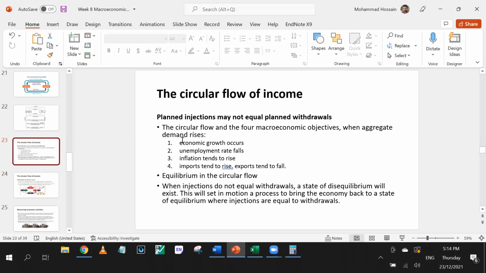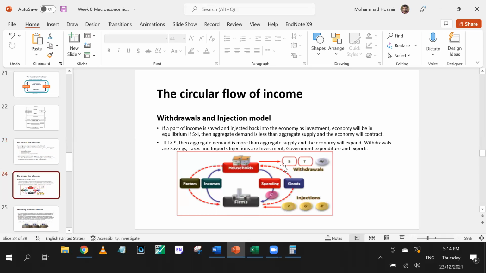All right. So that's what they're explaining in here. Here is the withdrawal and injection. Oh, they actually have it. So you see, S, T, M is, so withdrawal will be equal to injection. So that's what we mean here.